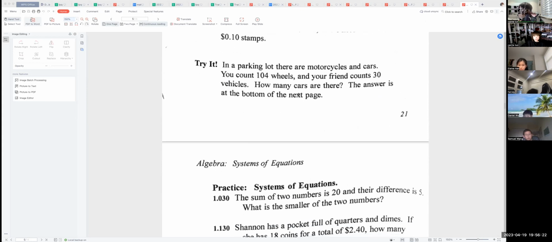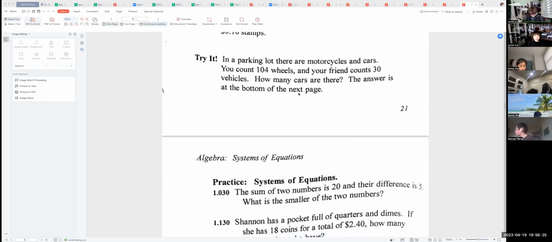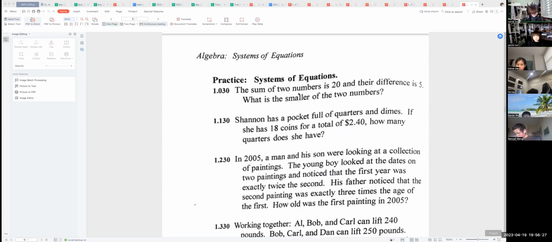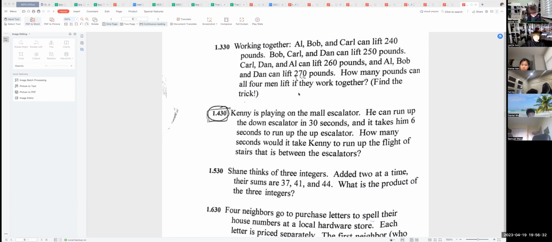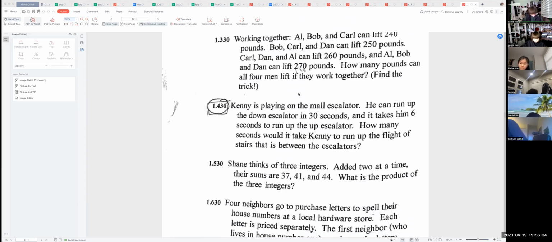In a parking lot, there are motorcycles and cars. I don't think we really need to do that one. That's just too easy. Okay, so let's take a look at this one, okay? Do we have time? Yes.